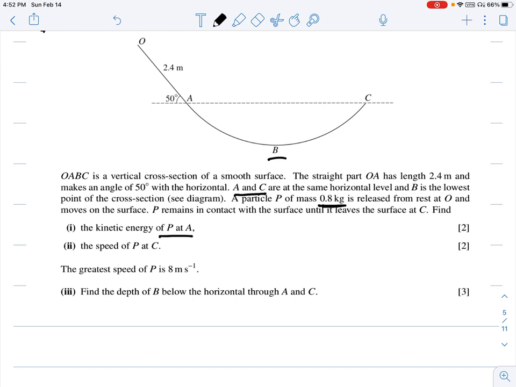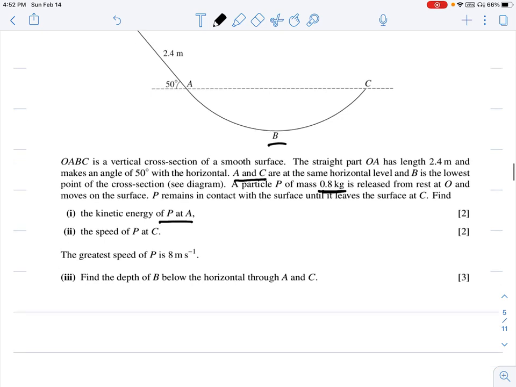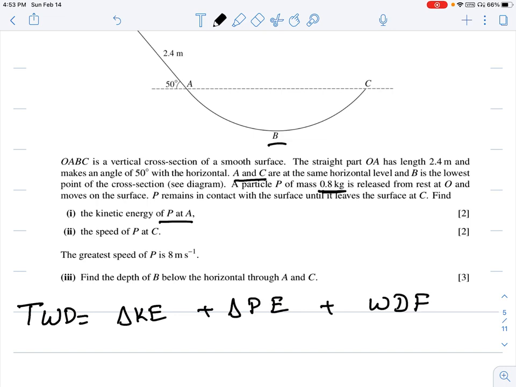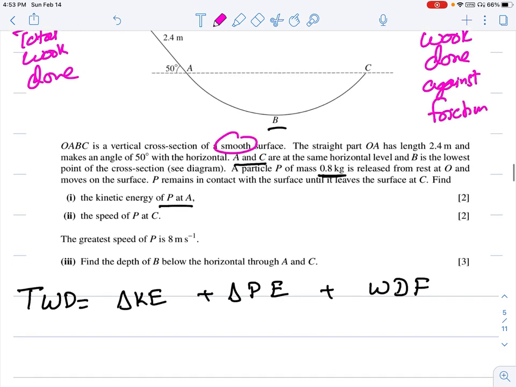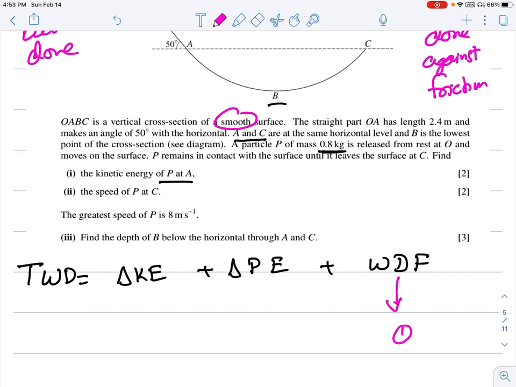It has been asked, find the kinetic energy of P at A. So what am I going to do? I am going to use TWD is equal to delta KE plus delta PE plus WDF. What is TWD? TWD means total work done. WDF means work done against friction. Because it is smooth, the work done against friction is 0. Total work done is 0 because we are not pulling it.